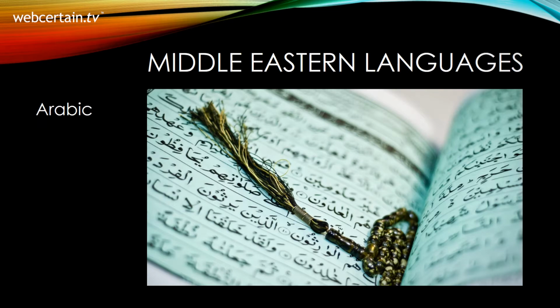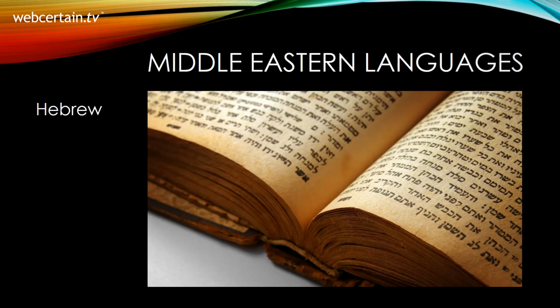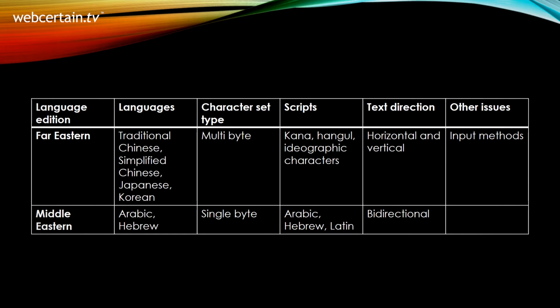Now, let's take a look at the Middle Eastern languages, Arabic and Hebrew. The Middle Eastern languages contain far fewer characters than the Far Eastern languages, but they still present challenges. Arabic and Hebrew are both bidirectional, which means that these languages use characters which can be read from left to right as well as from right to left.